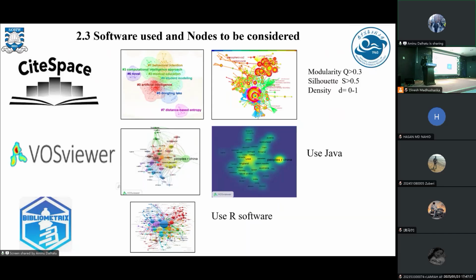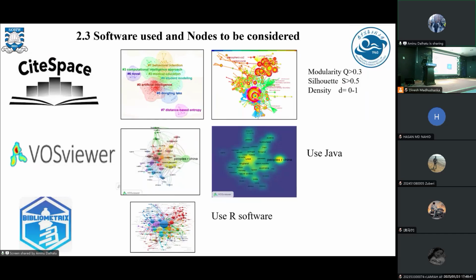VOSviewer uses the same node, but it needs Java for analyzing. If your computer has no Java, it will not give you the result. For example, in VOSviewer, I ran some data. China is higher and stronger, and the US is next in this data. So if you run your data, maybe some country becomes big or has a link, and then you see which country, which author, which affiliation is more important for your study.